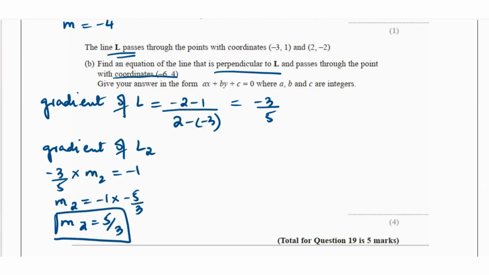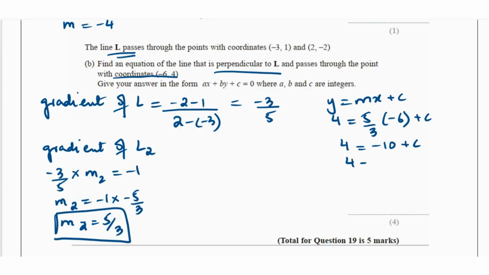So it passes through negative 6 and 4. So we use this point and this gradient to find the equation. y equals mx plus c. 4 equals 5 over 3 times negative 6 plus c. 4 equals negative 10 plus c. 4 plus 10 equals c, which is 14. So y equals 5 over 3x plus 14.